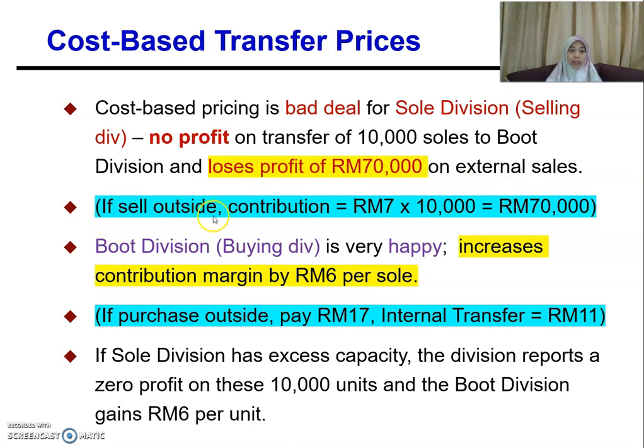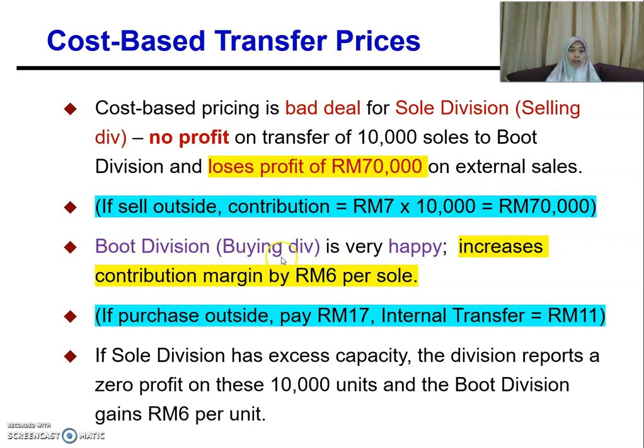So they tend to lose a profit of 70,000 on the external sales. Why? Because if they sell outside, they will get a contribution of 7. Remember, we have seen that just before. If they sell outside, they can sell at 18. But now they have to sell inside, by internal transfer. They can only get 11 because you base it on the variable cost. So they tend to lose a profit of 70,000 on their external sales. That is 7 ringgit times 10,000, which gives you 70,000.